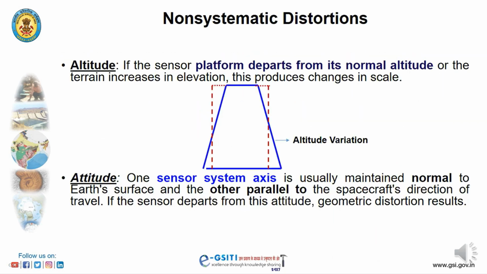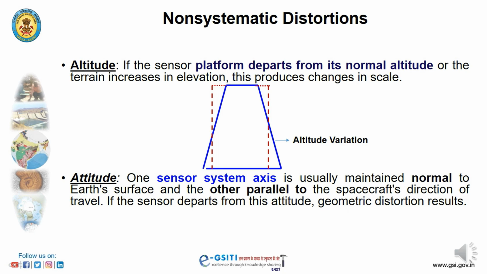Non-systematic distortion. Non-systematic errors are mainly caused by variation through time in the position and attitude angles. Altitude. If the sensor platform departs from its normal altitude or the terrain increases in elevation, this produces change in scale. Here we can see the altitude variation with the original data as well as if an altitude variation is occurring.